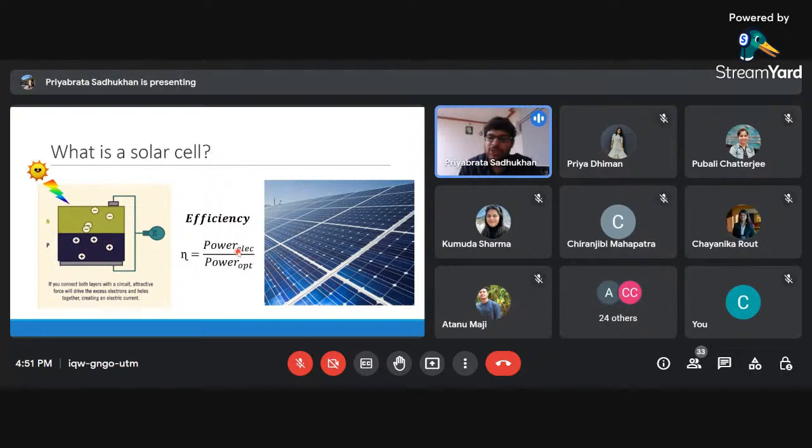Currently, the consumer level silicon solar cells provide about 17% to 20% conversion efficiency. That means if you put a solar panel and it gets about 1000 watt per meter square of sunlight, then it will produce about 200 watts of electrical power. That is not small, that is quite good.